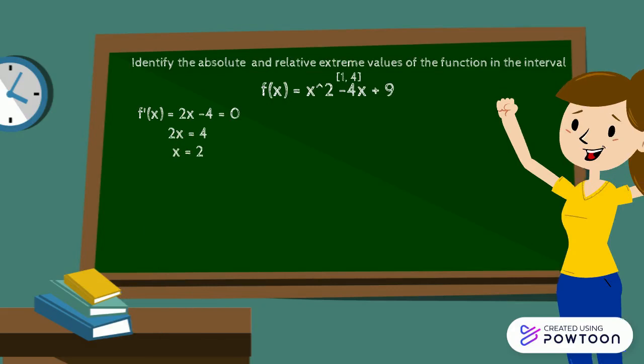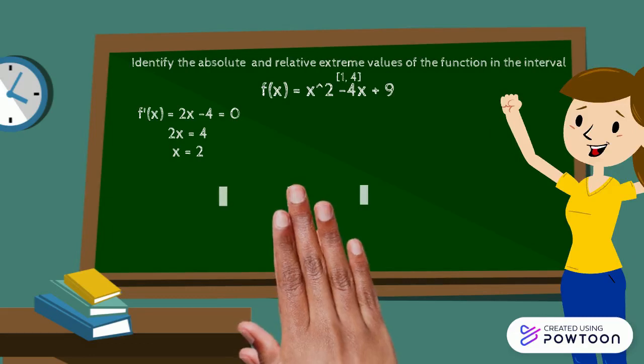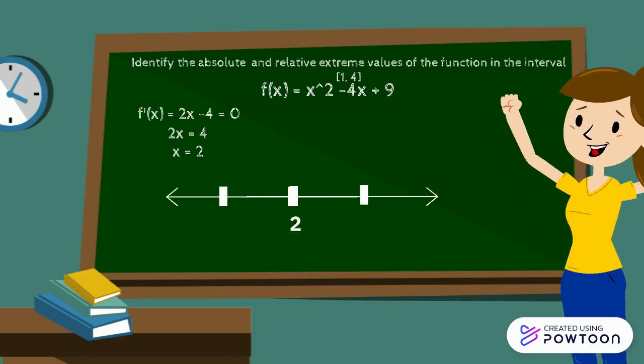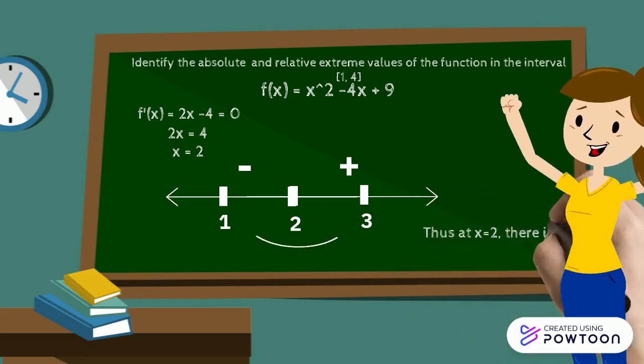To determine whether this is a relative min or max, we plug in values from the left and right of 2 and see if the sign changes from left to right. When x equals 1, f prime of x is a negative value, so the slope goes down. When x equals 3, f prime of x is a positive value, so the slope goes up. If it changes from negative to positive, it is a minimum. Thus, where x equals 2, there is a relative minimum.